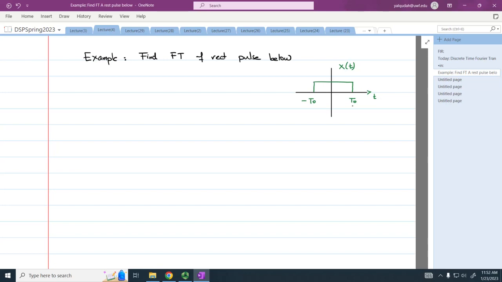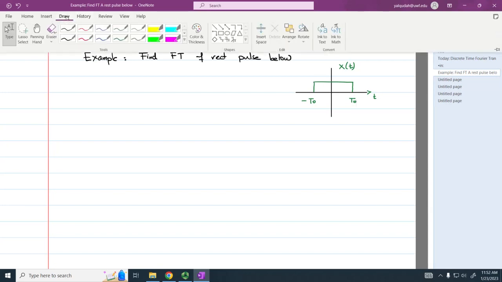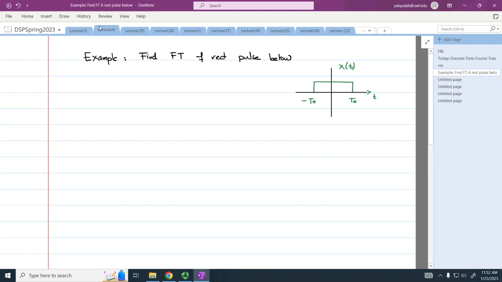Together? So let me give you a preview of what we're going to do. We're going to take this pulse and calculate the Fourier transform for it. Good? Then I'm going to take samples of this pulse. So I'm going to come here and say, what happens if this is a discrete time signal that looks like this?